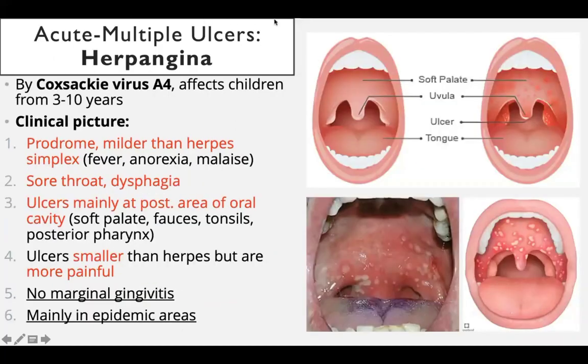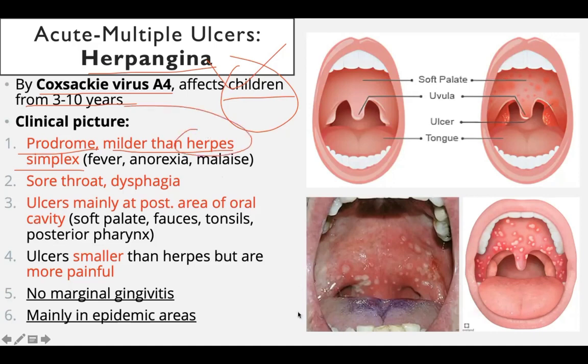Now we go to the second part, herpangina, the second ulcer-causing condition in the oral cavity. The causative agent is Coxsackie type A4, causing herpangina, which affects children from 3 to 10 years of age. Just remember, it affects mostly children. It also has a prodrome, but it is milder than herpes simplex. So the febrile stage, the anorexia, the malaise, the lymphadenopathy will not be as strong as in herpes simplex. It will be a milder form.